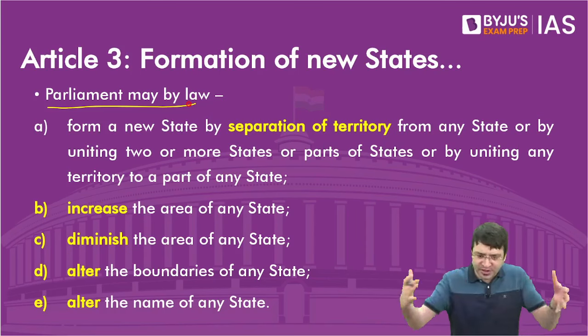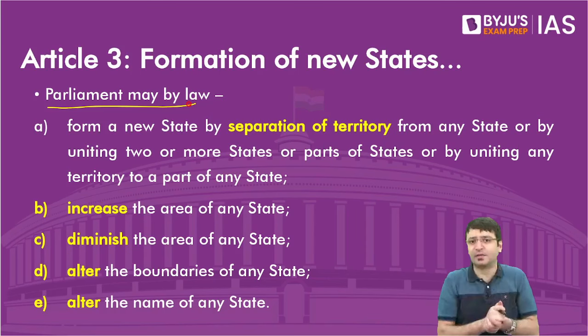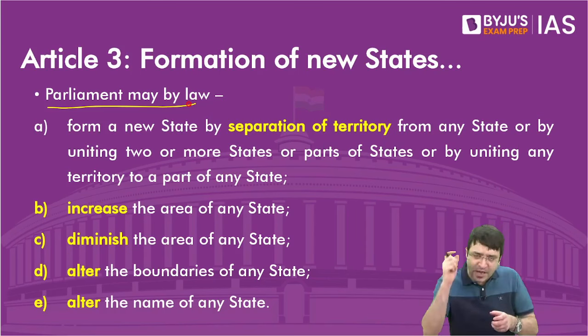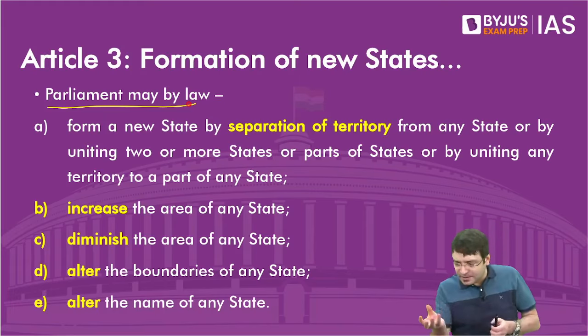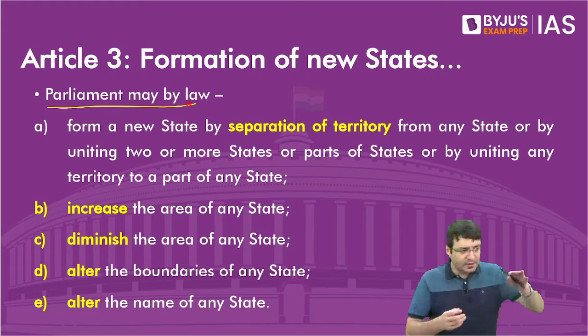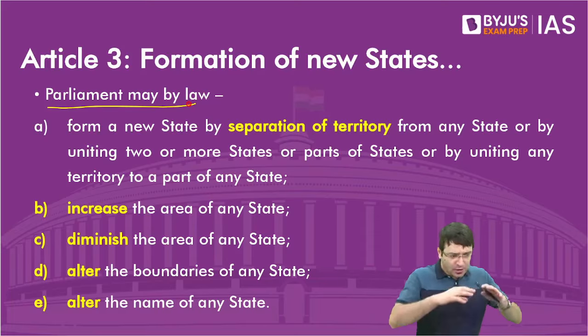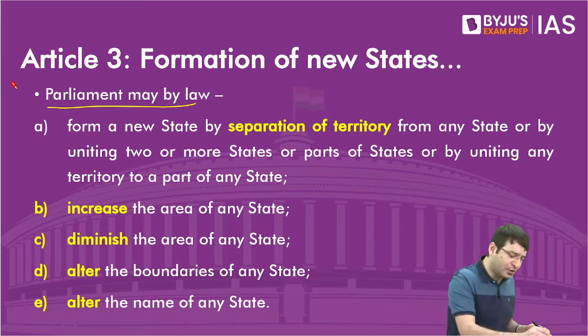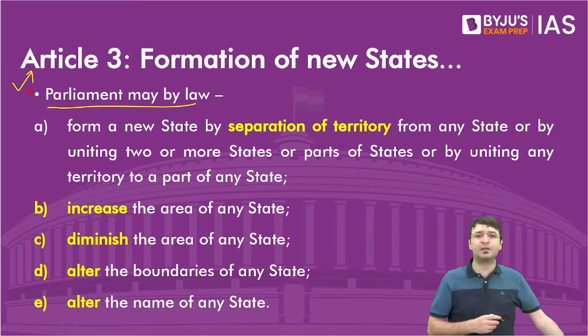Two or more states can be merged to create one state. What can Parliament do? It can change the name of a state, increase the area of a state, decrease the area of a state, alter the boundaries of the state. All this is power given to the Parliament under Article 3 of the Constitution.